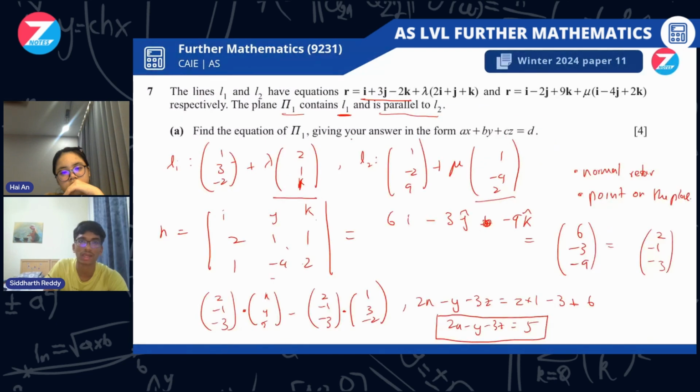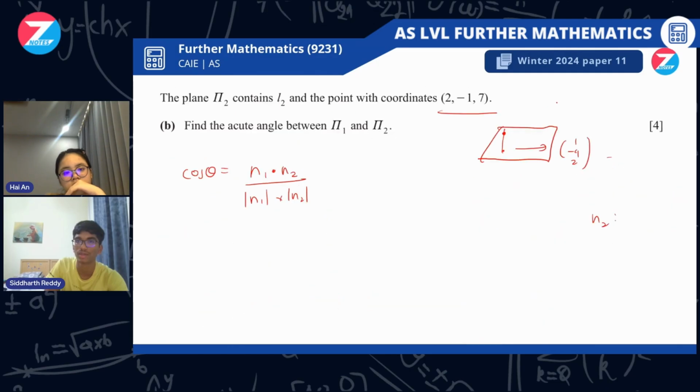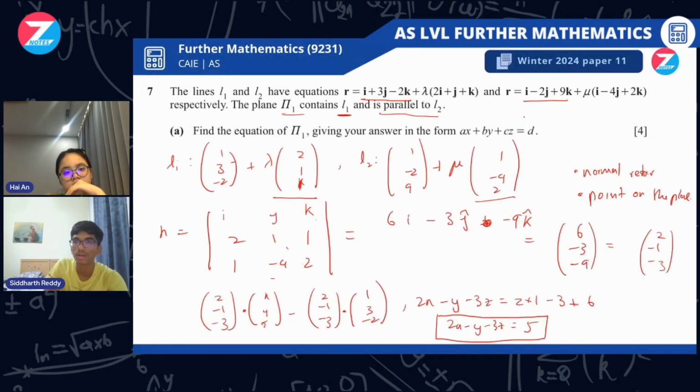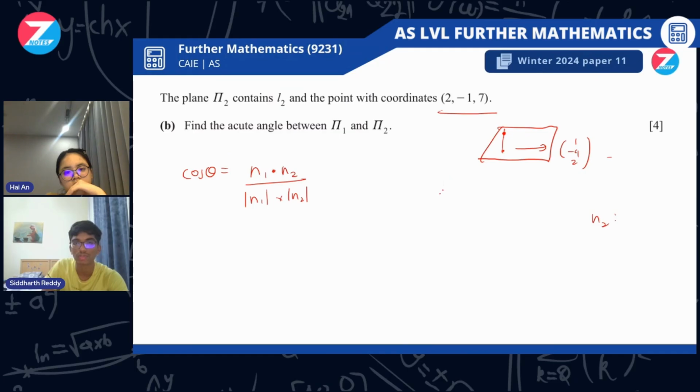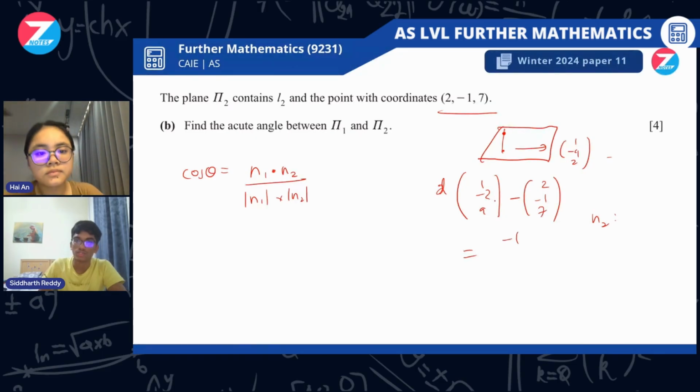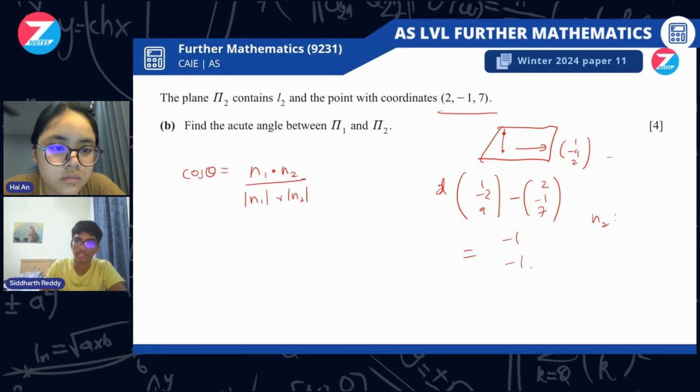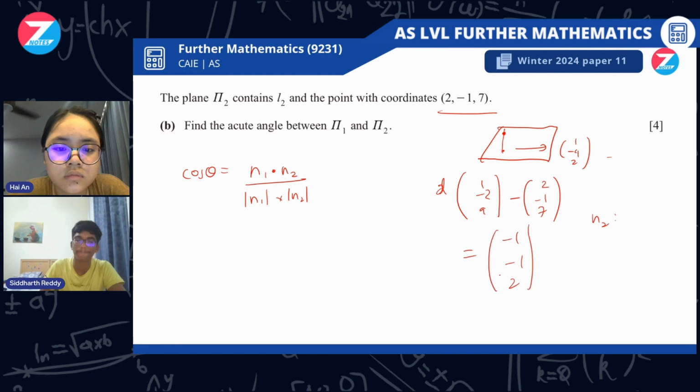So we can take any point which is on L2. Let's take this one, (1, -2, 9). So we find (1, -2, 9) minus (2, -1, 7). This gives us 1 minus 2 is -1, -2 plus 1 is -1, and 9 minus 7 is 2.